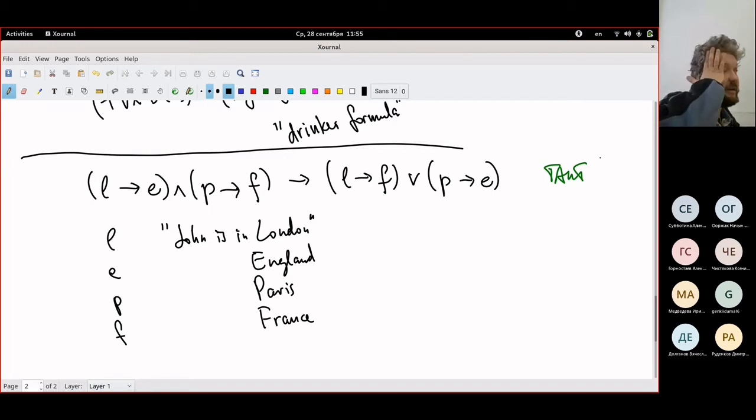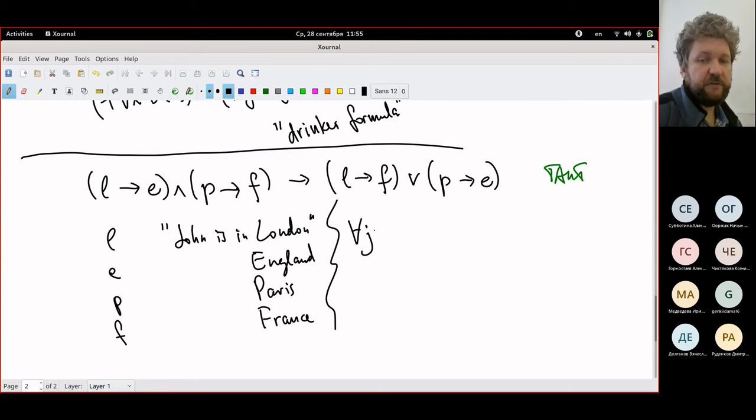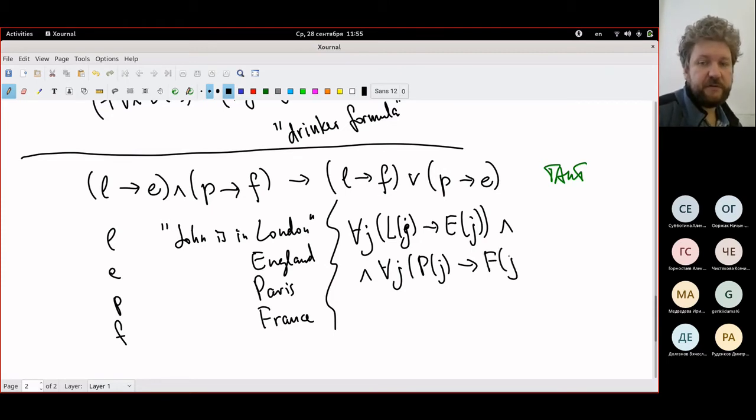Or maybe this could be resolved by adding some parameters. Say we can say for all J, if L of J, then E of J, where J is for John, for any possible John. And then if you rewrite this formula as for any possible value of John, if he is in London, then he is in England. This is true. And the same for any possible, again, it's J, but it could be another person, P of J, then F of J. This is true.